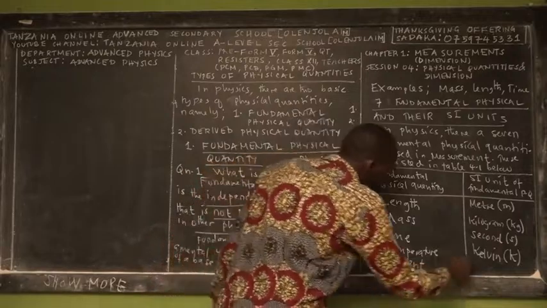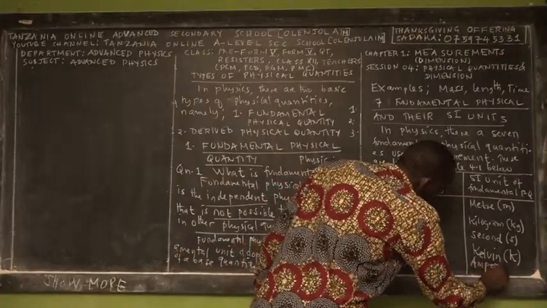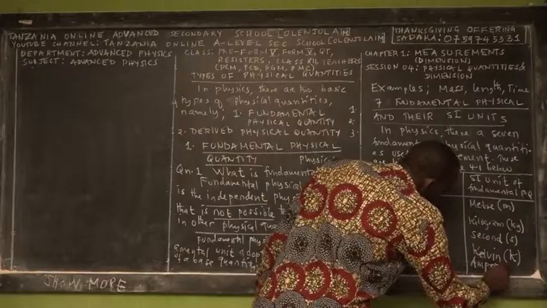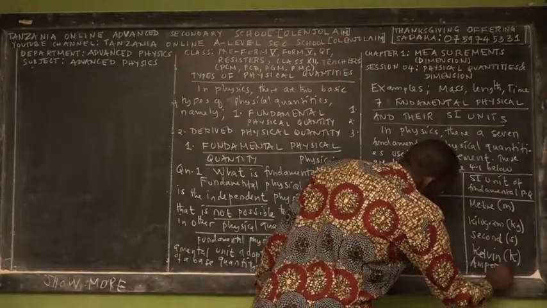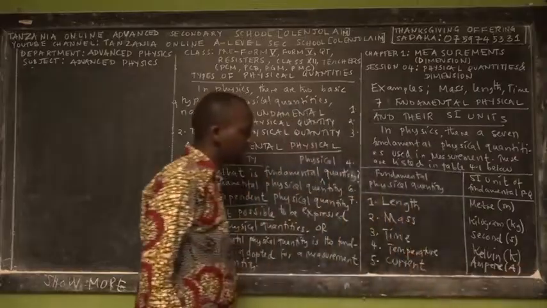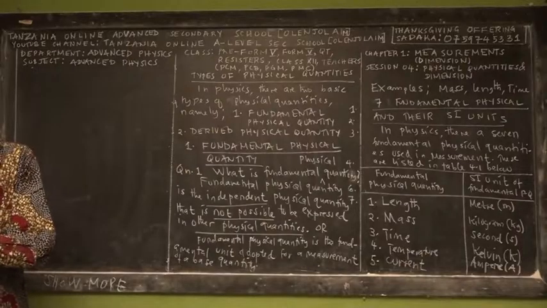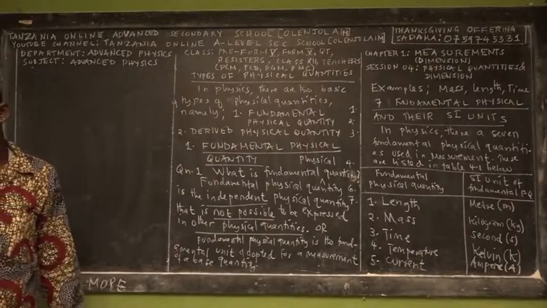The fifth fundamental quantity is current. The SI unit of current is the ampere. You cannot express current in other physical quantities. The symbol for the ampere is capital letter A. So it's current, or electric current.